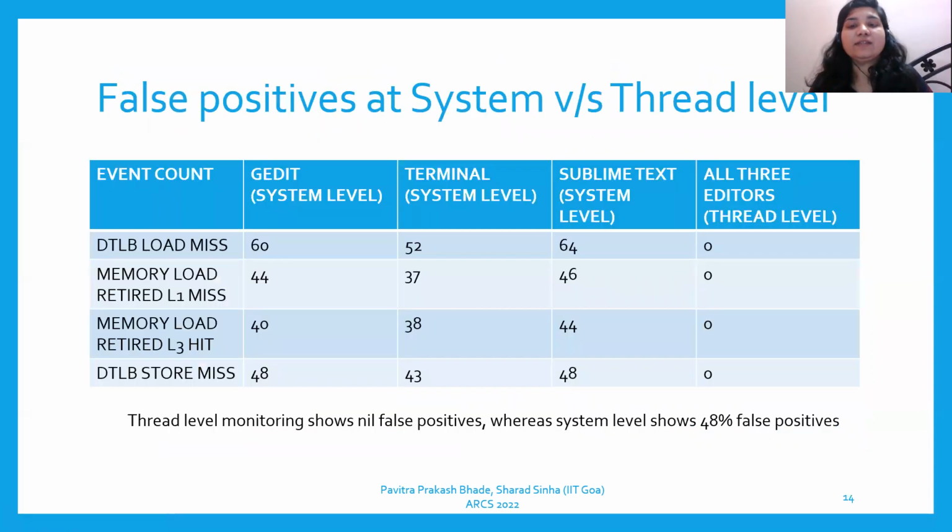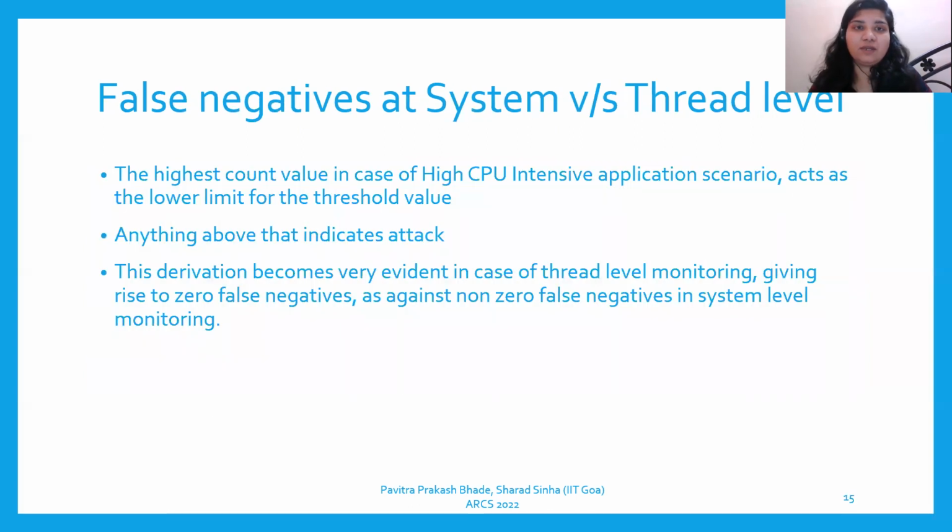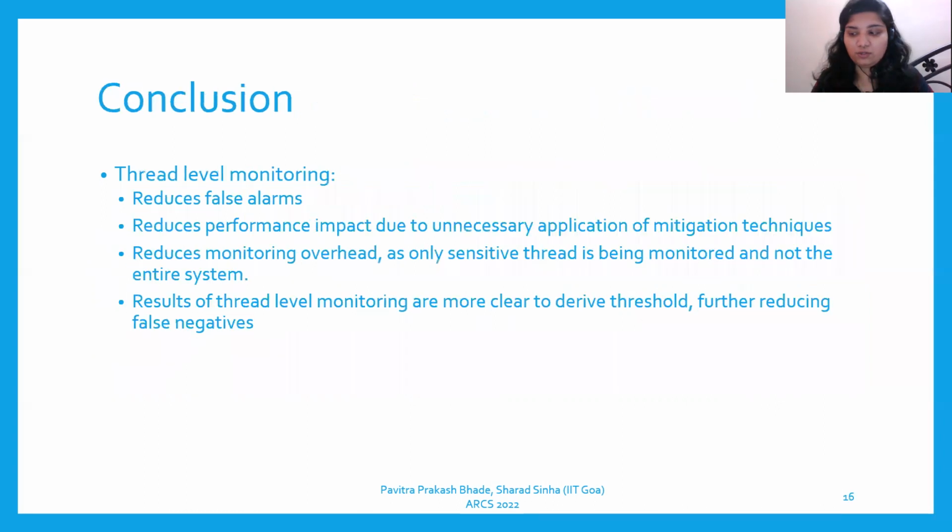Finally, we can see that there are nil false alarms in case of fine-grained monitoring, whereas on the system level monitoring, there were 48% false alarms. The false negatives are also nil, because high counts are seen only in the attack scenario, and hence deriving the threshold becomes very easy, and accurate detection takes place, and false negatives are also 0.